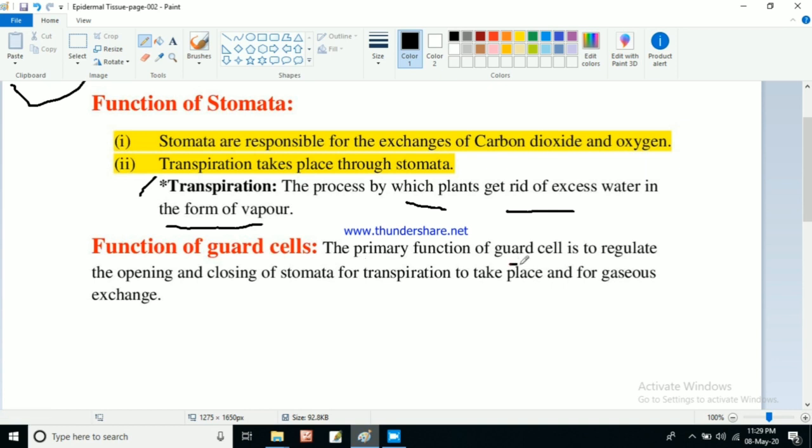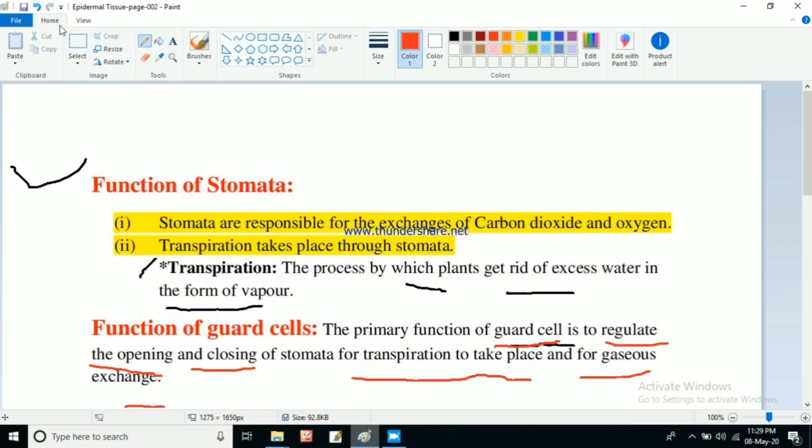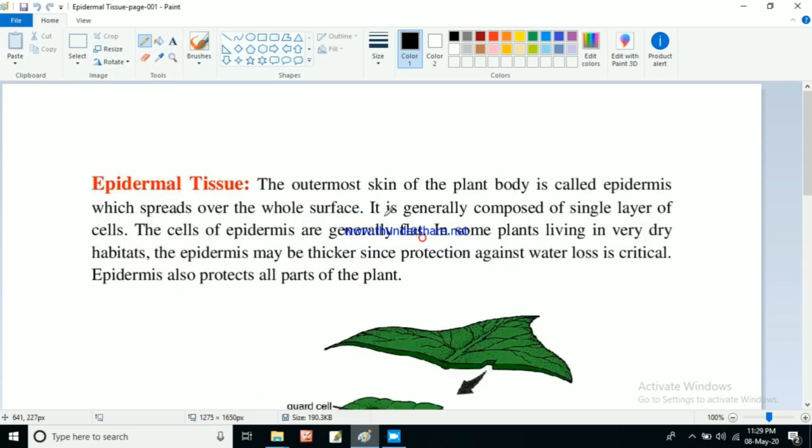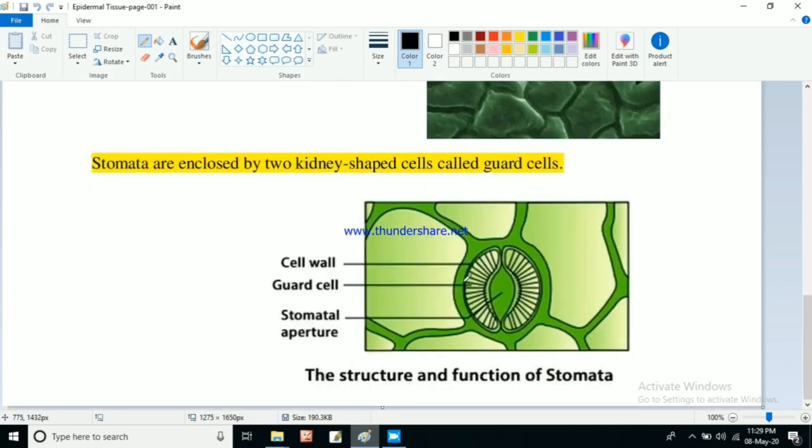The primary function of guard cell is to regulate the opening and closing of stomata for transpiration to take place and for gaseous exchange also. Means guard cells are present to regulate the opening and closing of stomata. If you see the picture here, these guard cells are here, so that these guard cells are regulating the opening and closing of stomata.